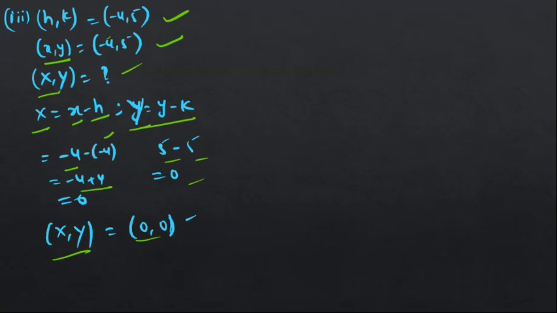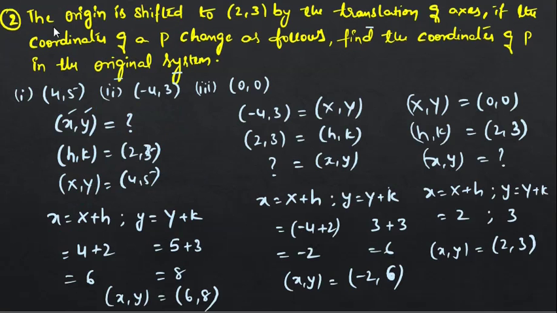So now we'll solve the second problem. See here, the second question I am reading. The origin is shifted to 2 comma 3, right, by the translation of axes. If the coordinates of P change as follows, then find the coordinates of P in the original system. Now we should find the original system P points. See, in the original system P points will be small x comma small y, that you should know. Right, when shifted the point will change to capital X comma capital Y.